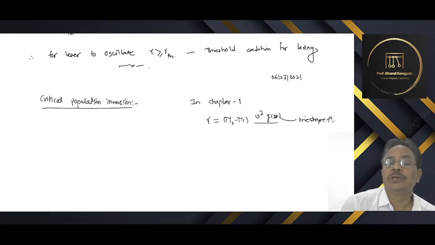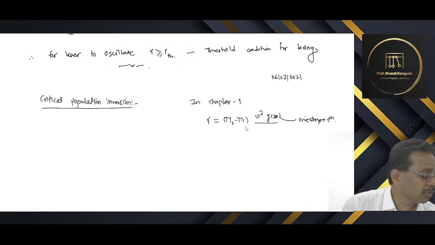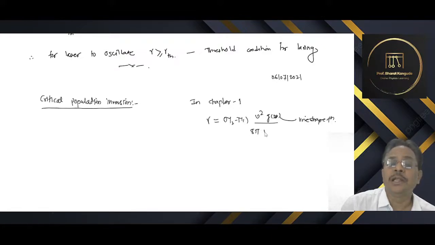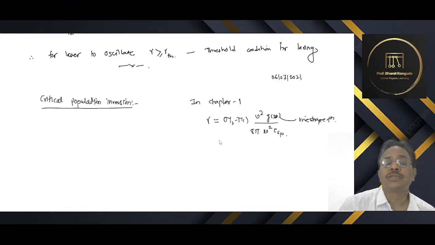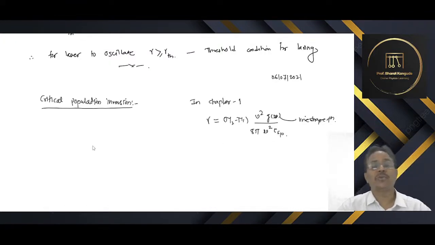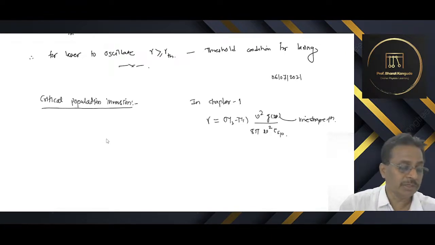So this is the topic we have discussed earlier in chapter 1, so I am not repeating all these things here. Then this is 8 pi, now this is nu square, this is v square. V is velocity, nu is the frequency, and multiplied by tau sp. So that derivation we are going to use in this case of critical population inversion as follows.